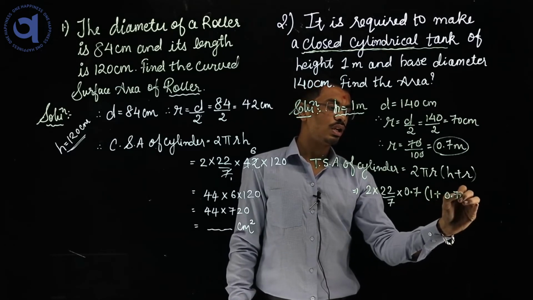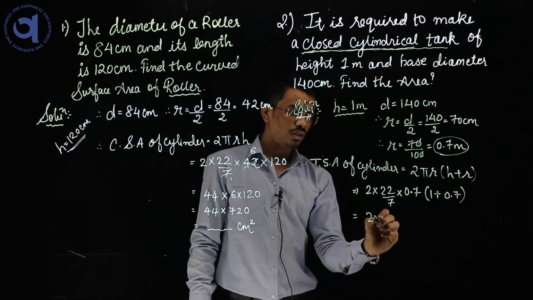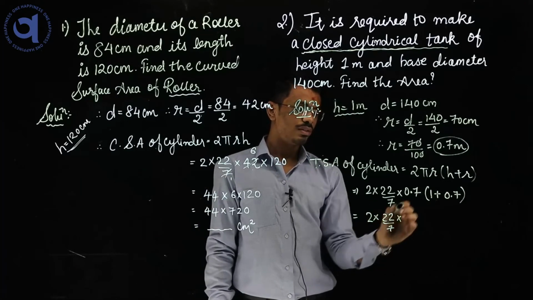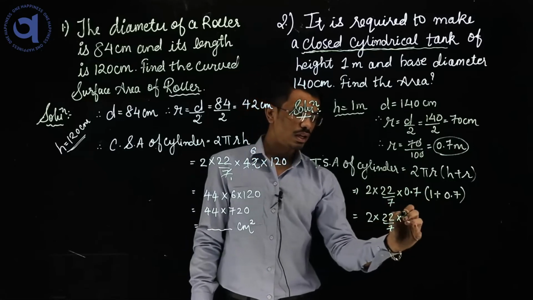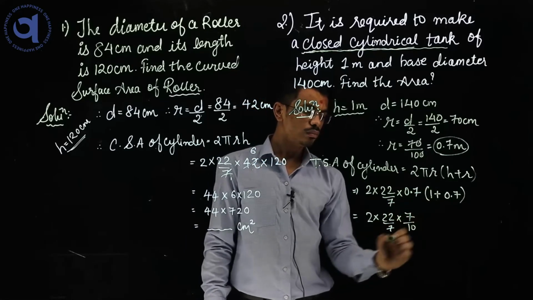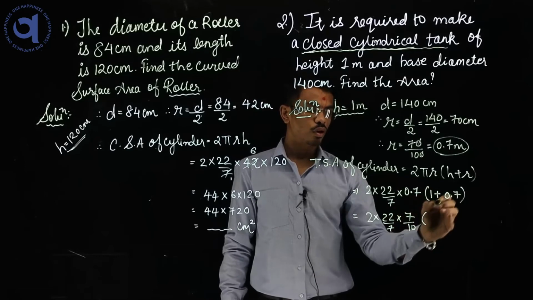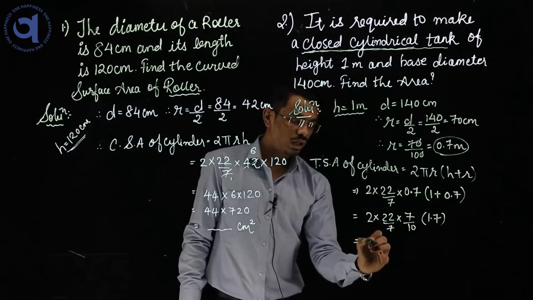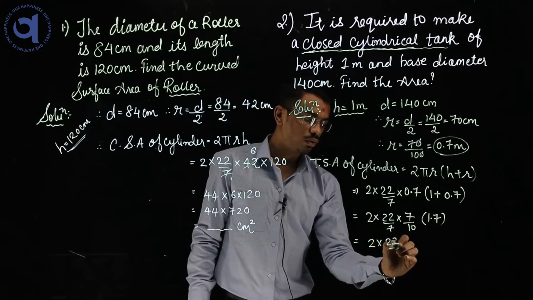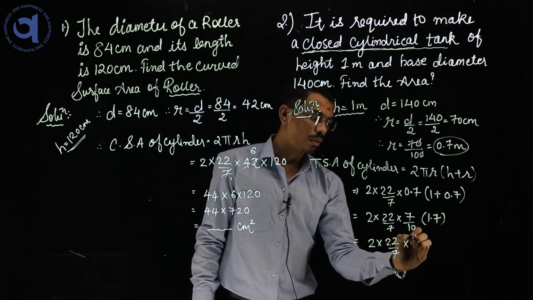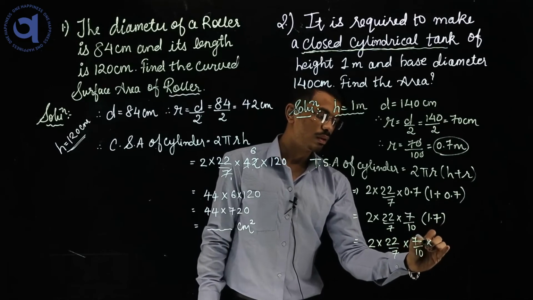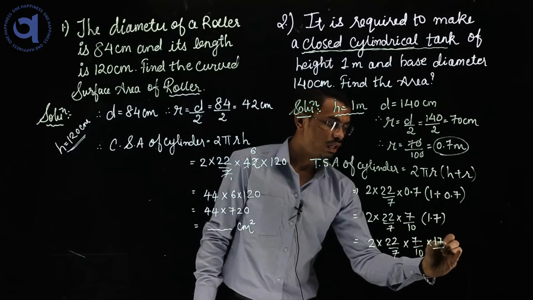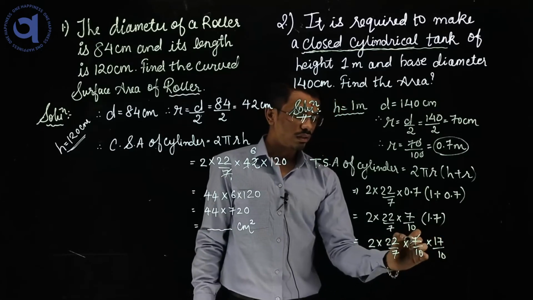mentioned that is 0.7. So 2 as it is, multiplied by 22 upon 7 multiplied by 0.7, we can write here 7 upon 10, bracket 1 plus 0.7 will be 1.7. Again remove the point, 2 into 22 upon 7 multiplied by 7 upon 10 as it is, multiplied by 1.7 is given. So in place of 1.7 this will be 17 upon 10. So 7 gets cancelled out.